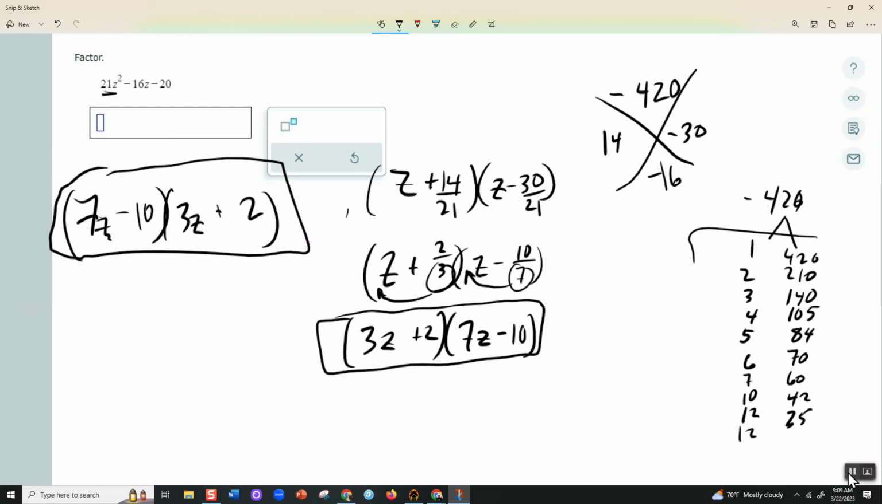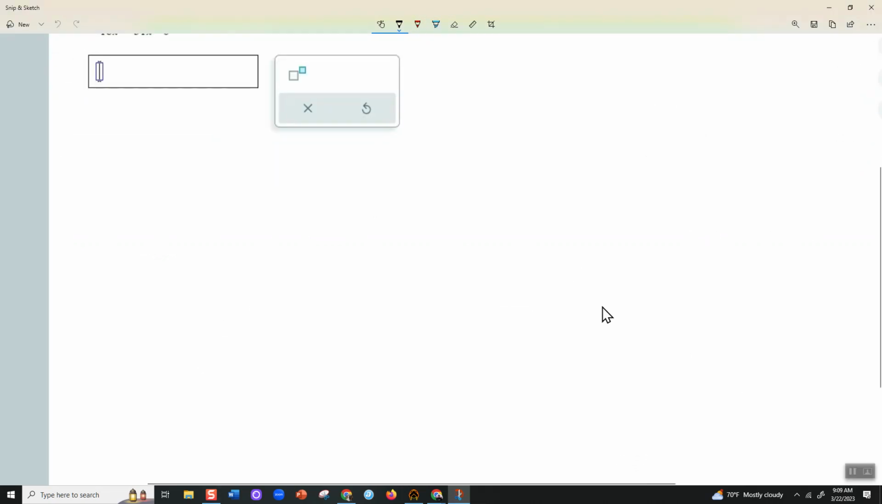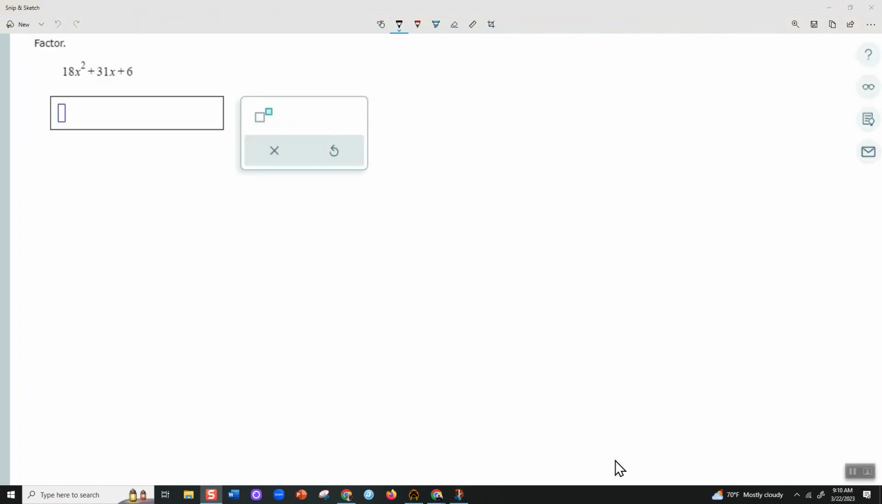Let's go to number 10. On number 10, oops. How do I do this? Hold on, let me rearrange here. Okay, last one. We're going to do 18 as our leading coefficient here.